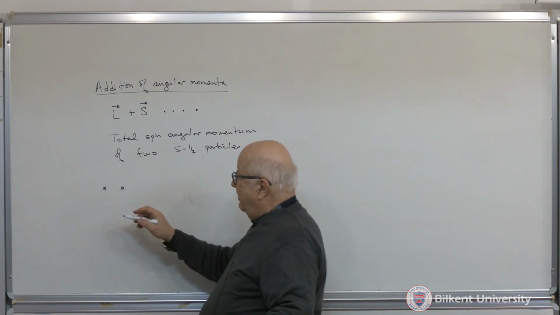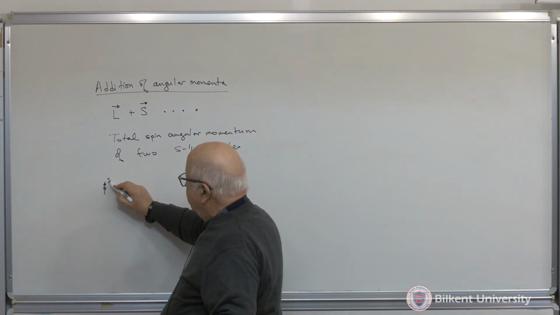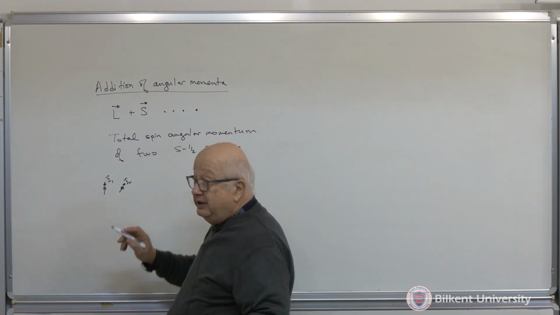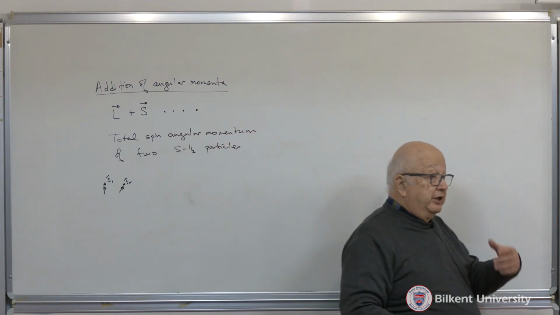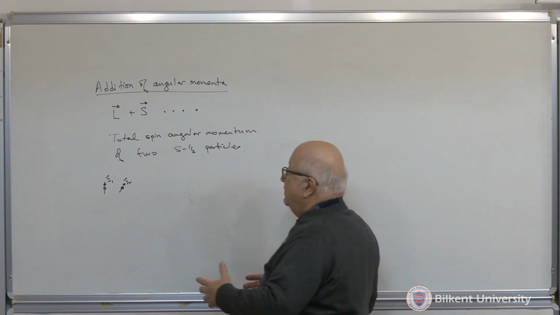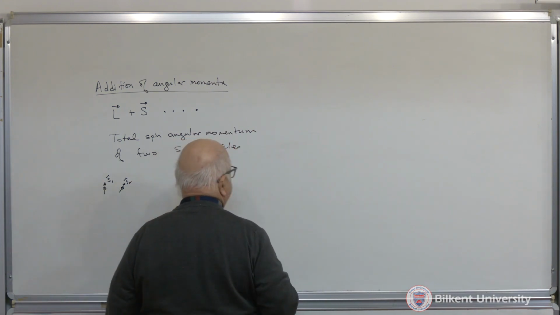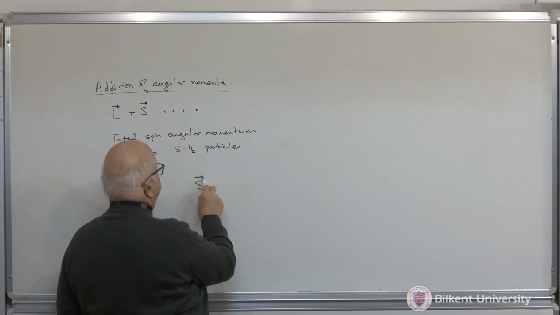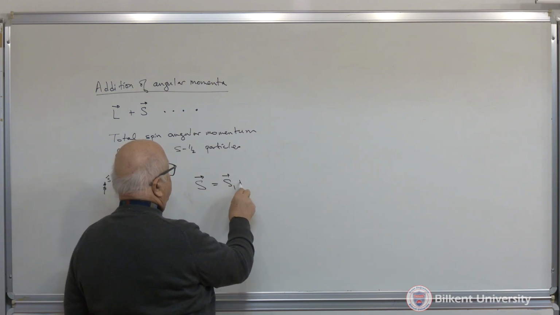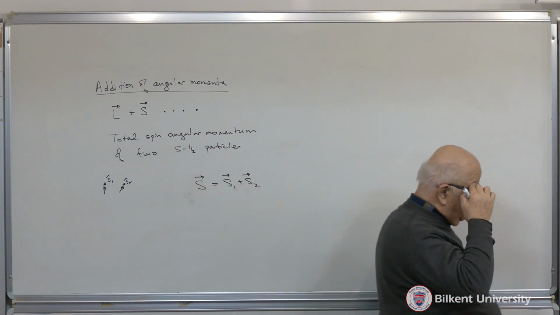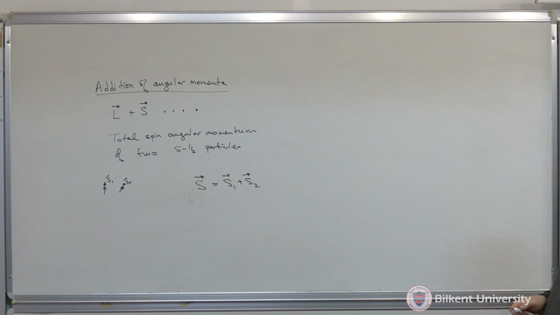So these things have angular momenta. This one has angular momentum S1. This one has angular momentum S2. And we know how these things behave. Individual particles, we know how those angular momenta behave. And I just now want to look at what is going to happen when I look at the sum. So we are going to define S without a subscript as S1 plus S2. That's going to be our total angular momentum.